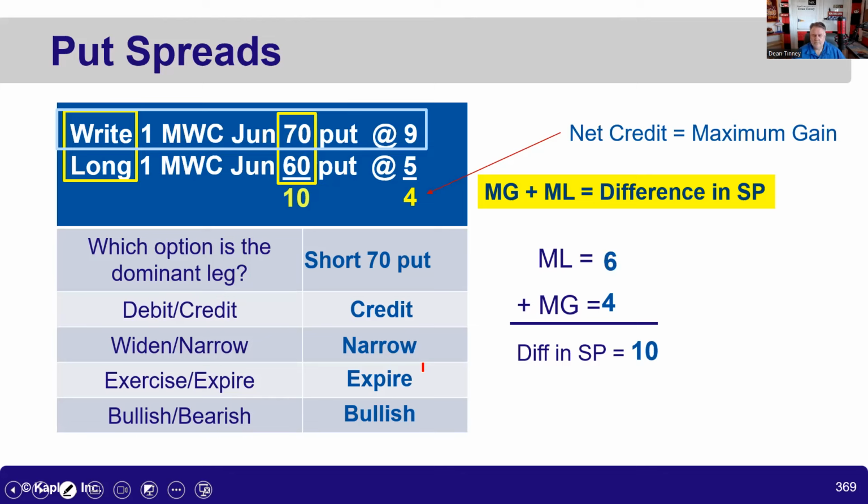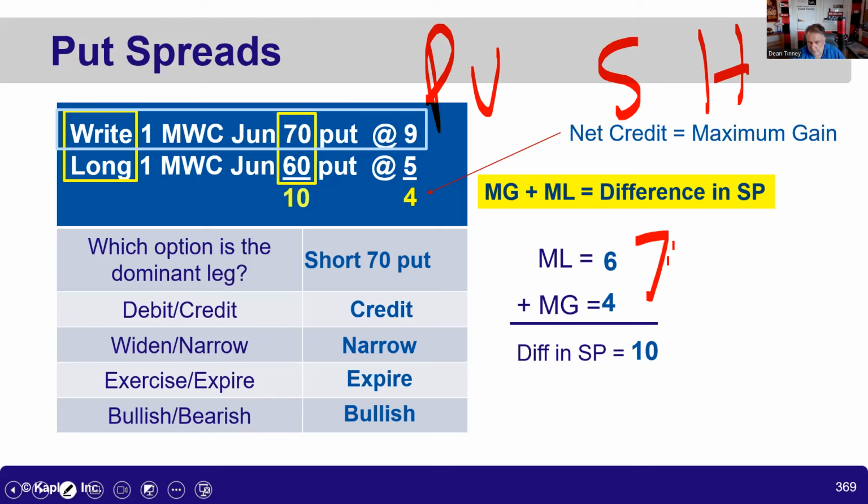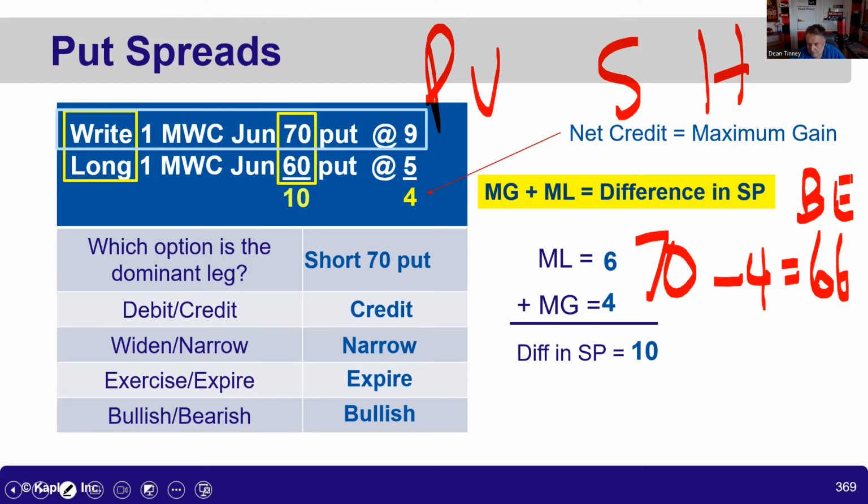So boom. Okay, now break even, we're going to use our mnemonic PUSH. PUSH stands for put, subtract from the higher. So to get the break even, we're going to take the higher strike, which in this case is 70. We're going to minus the net premium, which in this case is 4. And we get our break even of 66. Again, it doesn't matter whether that is a debit or credit. Here it ends up being a credit, but it's the absolute value of whatever that net number is.